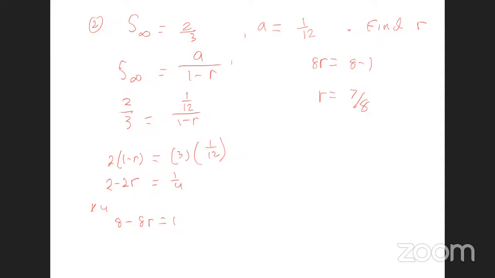So I know the formula, and I plugged in the sum to infinity, and I plugged in the first term. Then cross multiply and simplify. I reach here. I don't like the fraction, so I multiply everything by 4, and I got this. And then just try to make R the subject of the formula, and you're good to go.